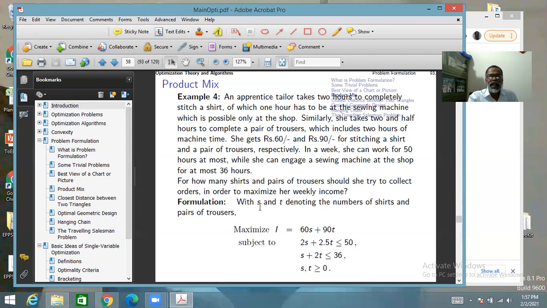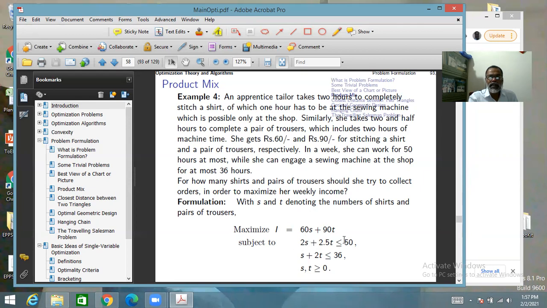Number of shirts S, number of pairs of trousers T. So if in a week she gets these S shirts and T pairs of trousers orders, then this much she will earn in the week. That is her income, which she wants to maximize. What are the constraints? For every shirt, she has to give 2 hours. For every pair of trousers, she has to give 2.5 hours.